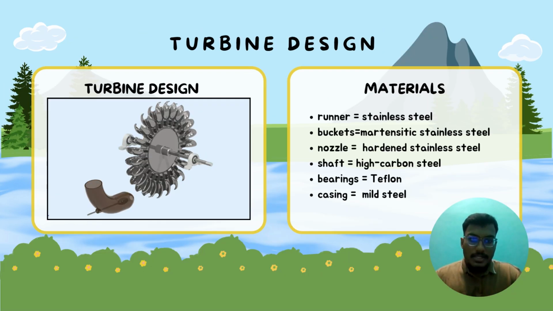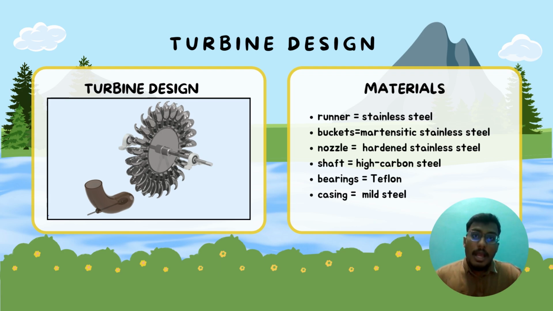And this is our turbine design, where we use SolidWorks to create our Pelton wheel turbine. For the materials, the runner, which holds the buckets and rotates to transfer energy, is made from stainless steel, because this material offers excellent strength and corrosion resistance. The buckets are made from martensitic stainless steel. This material provides superior wear resistance and toughness, ensuring minimal degradation over time.